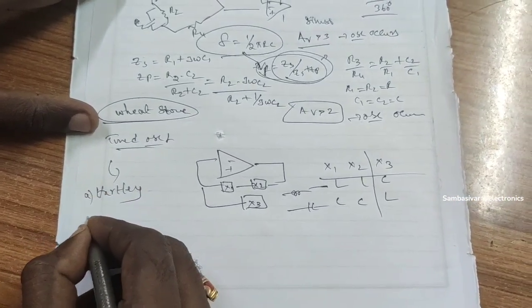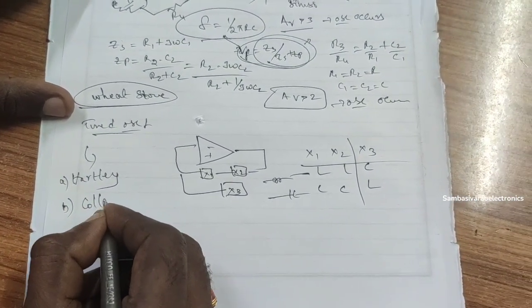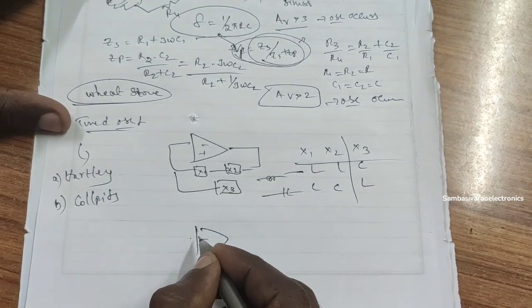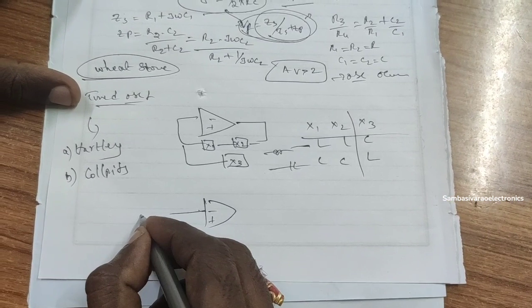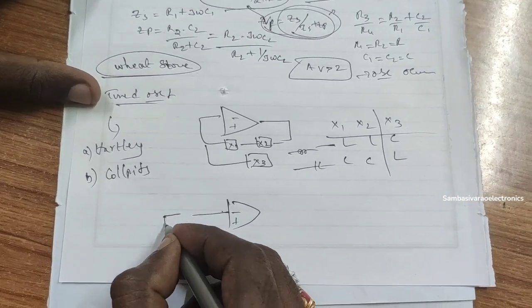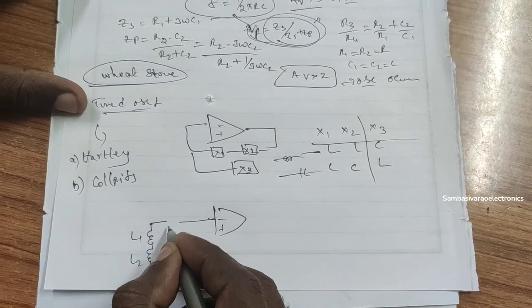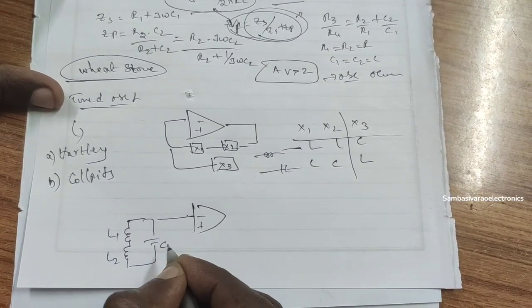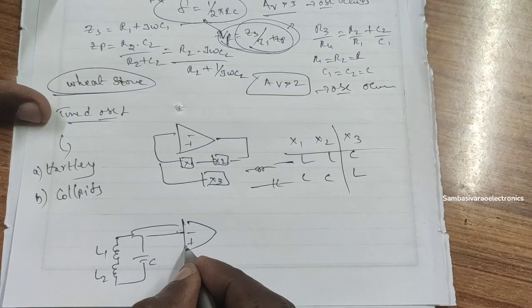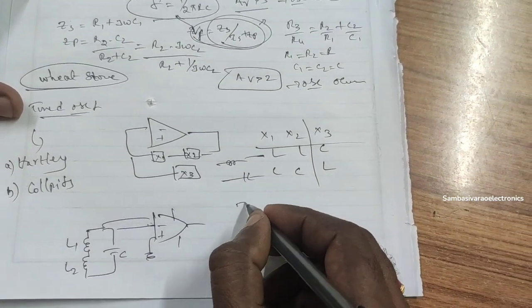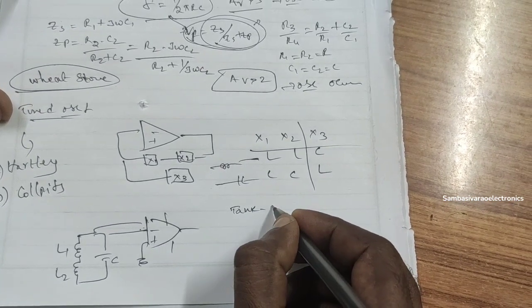Tuned oscillators are of two types. Nothing but first one is Hartley oscillator. Next one is Colpitts oscillator. Again, in this also you take an op amp. You simply consider the circuit with nothing but the two sections, with two inductances, L1 and L2, with a capacitor tapping C. You have the circuit, and again in this also like this.